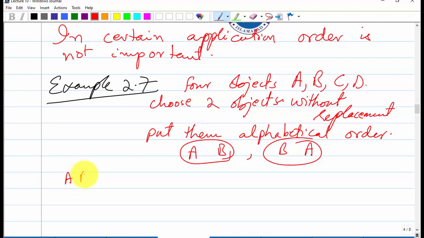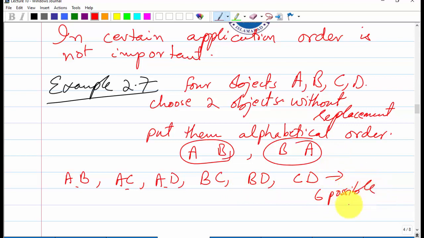We can have AB, AC, AD. We cannot choose BA again, and this is without replacement. So AA, BB, CC and DD will not be possible here. So it will be BC, BD, and then CD. We have also arranged them in alphabetical order. We can count it here: 1, 2, 3, 4, 5, 6. So we have 6 possible outcomes.